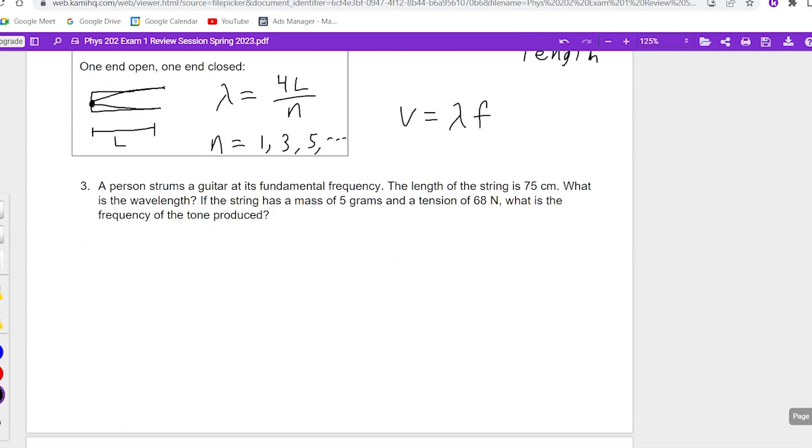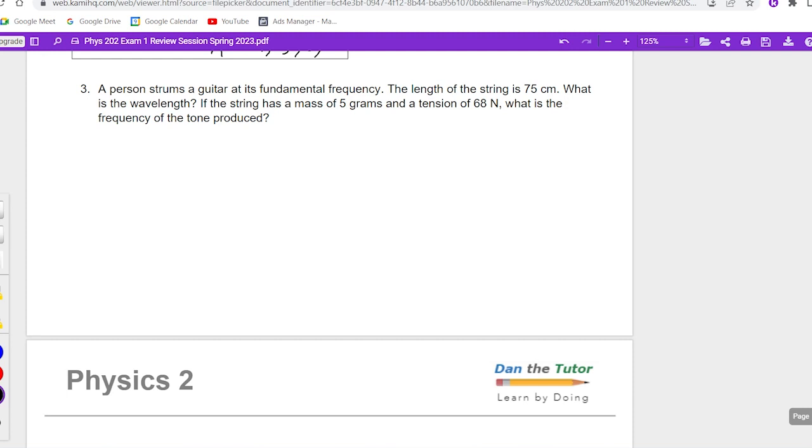So number 3. A person strums a guitar at its fundamental frequency. The length of the string is 75 centimeters. What is the wavelength? Part 2, if the string has a mass of 5 grams and a tension of 68 newtons, what is the frequency of the tone produced?